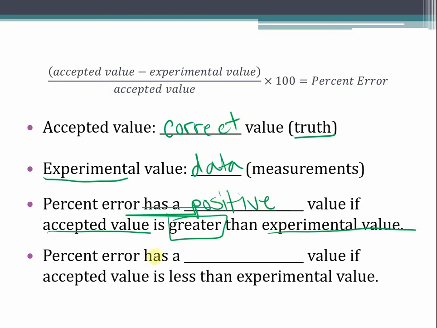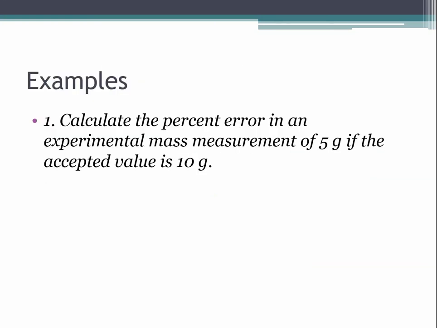On the flip side of that, if you have a negative percent error, it means that the number you got was a little bit too big. Your experimental value is bigger than the accepted value. So, putting this into practice, doing a couple of examples here. Example number 1 says to calculate the percent error in an experimental mass measurement of 5 grams if the accepted value is 10 grams. So again, this is what we found. This is our data.